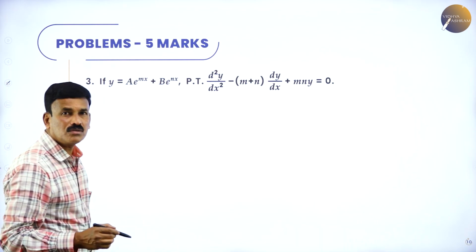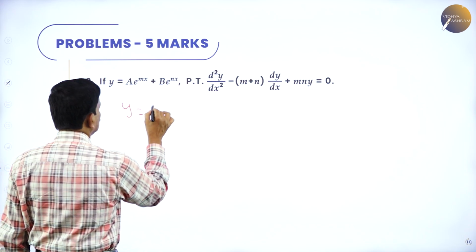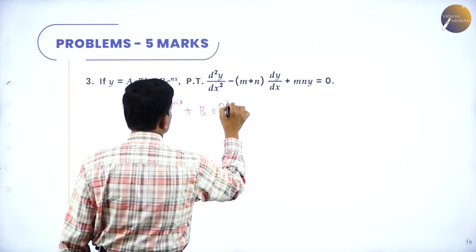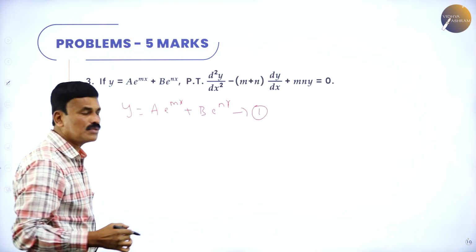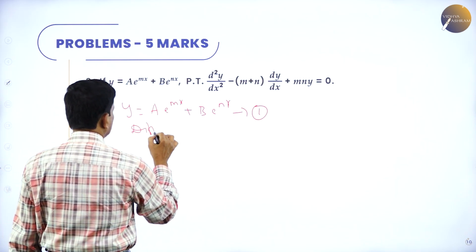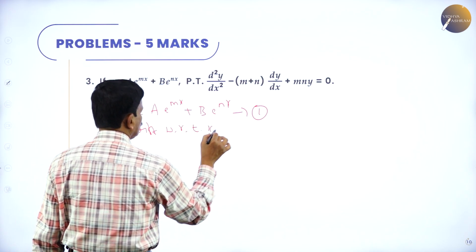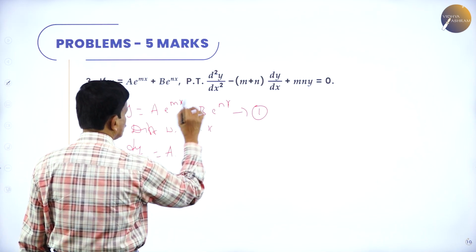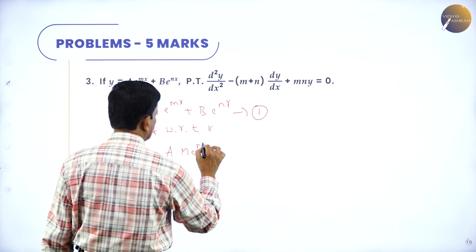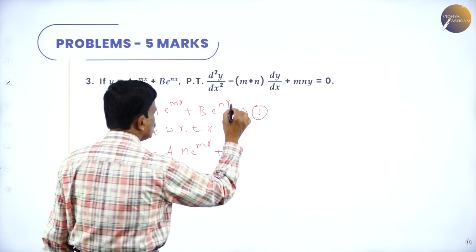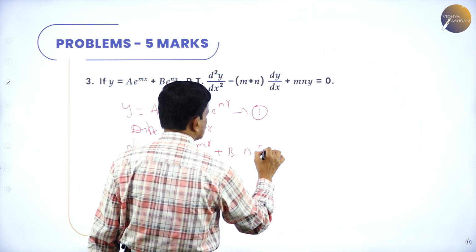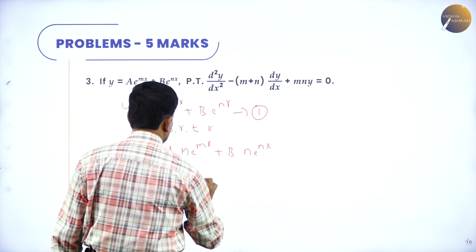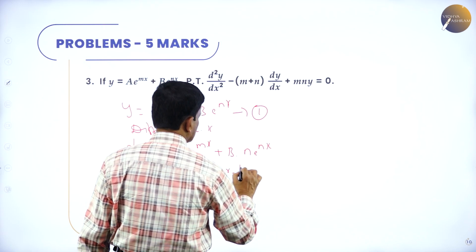Same concept. Now what is given? y is a into e to the power of mx plus b into e to the power of nx. Let us represent this as equation number 1. Differentiate it, differentiating with respect to x. So if you differentiate this, dy by dx is equal to a constant, differentiation of e to the power of mx is m e to the power of mx, plus b constant, differentiation of e to the power of nx is n e to the power of nx. Now differentiate this again, differentiating with respect to x.